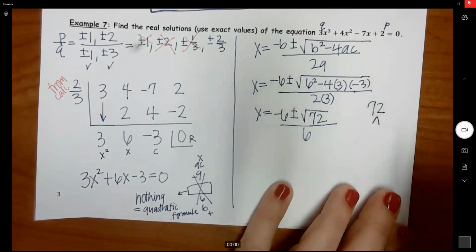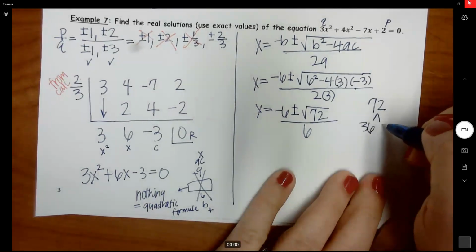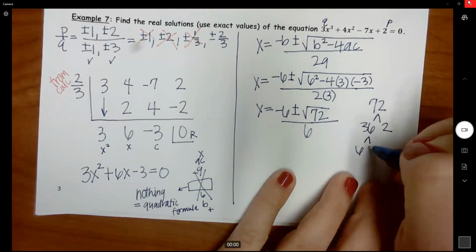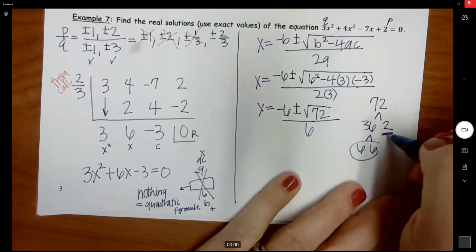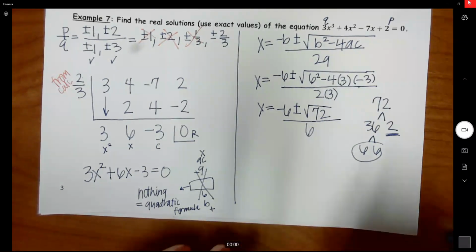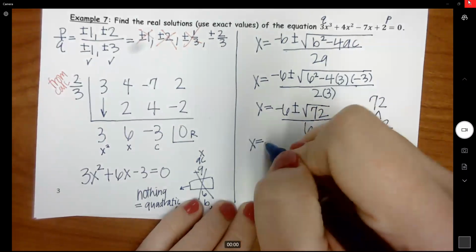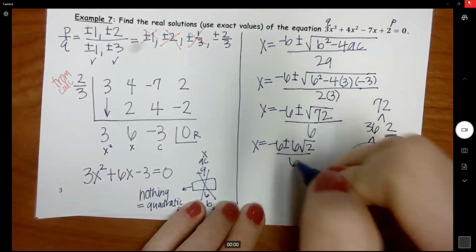Now we need to simplify 72. You can do 8 and 9, but the easiest one's going to be 36 and 2, because 36 is 6 and 6. So that comes out. Our lonely poor 2 stays in. So we get x equals negative 6 plus or minus 6 square root 2, all over 6.